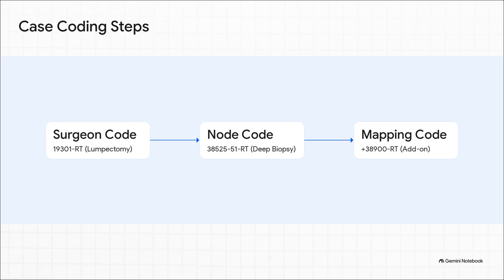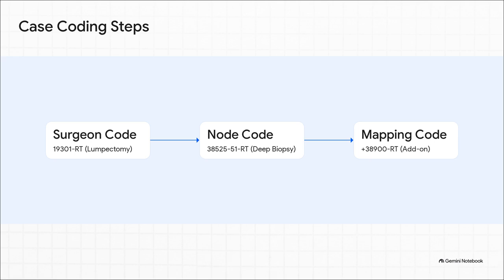First, the lumpectomy with negative margins. Because it was just the tumor and the margins, no full axillary dissection, we assign 19301 for the partial mastectomy. Next up, we look at the nodes. The surgeon excised sentinel nodes deep in the axilla through a separate incision, right? So we assign 38525 for a deep open biopsy, and we add modifier 51 for a multiple procedure.